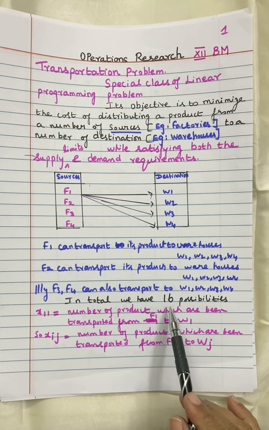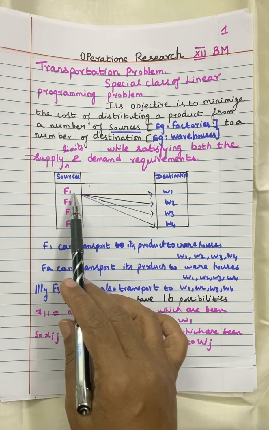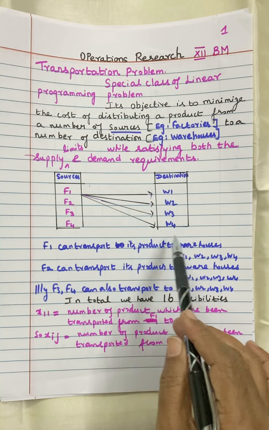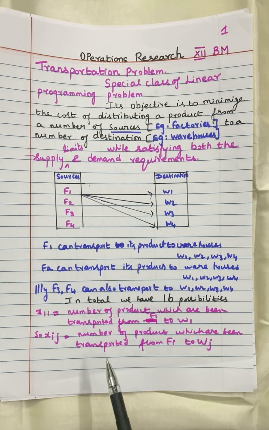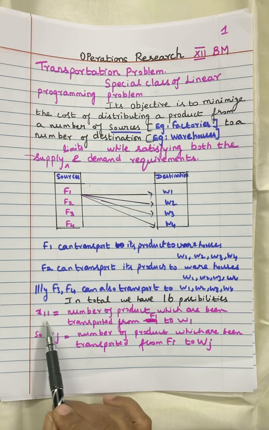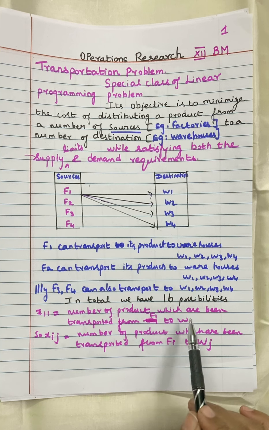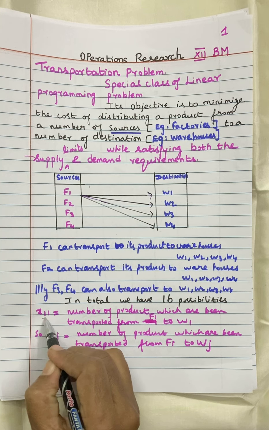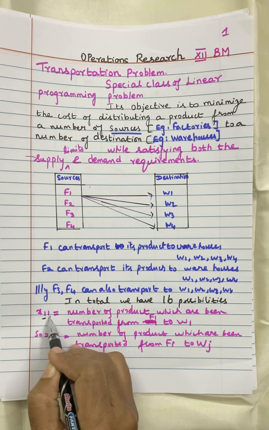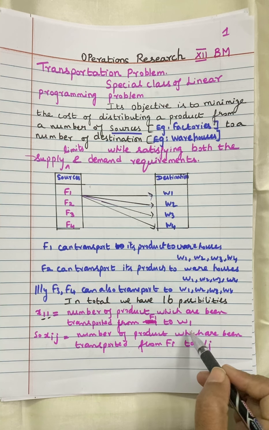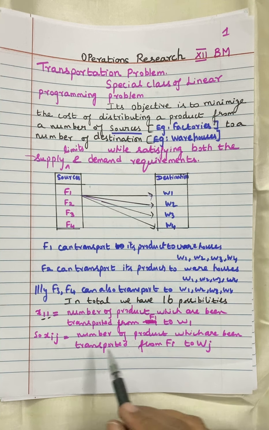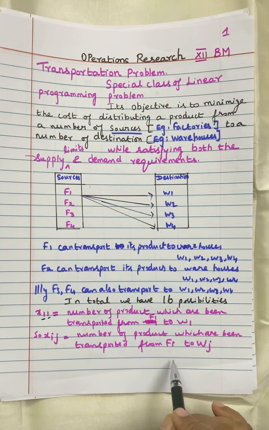In total, we have 16 possibilities. F1 to all the 4, F2 to all the 4. Similarly, F3 and F4, 16 possibilities. So we denote that as X11. X11 means the number of products which are being transported from F1, the first one. The first index is the factory, the second one is the warehouse: from the first factory to the first warehouse. So Xij means the number of products which have been transported from Fi to Wj.